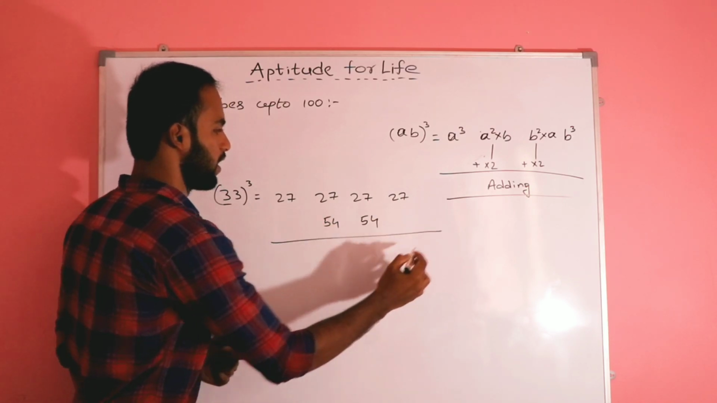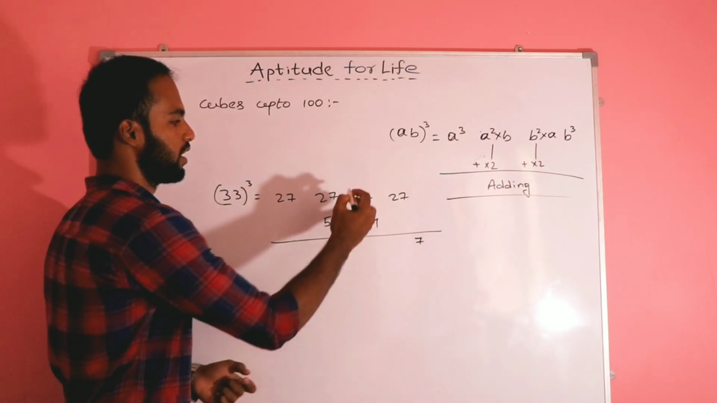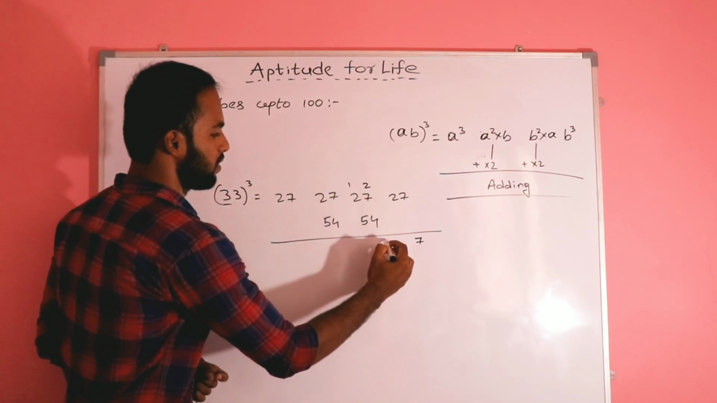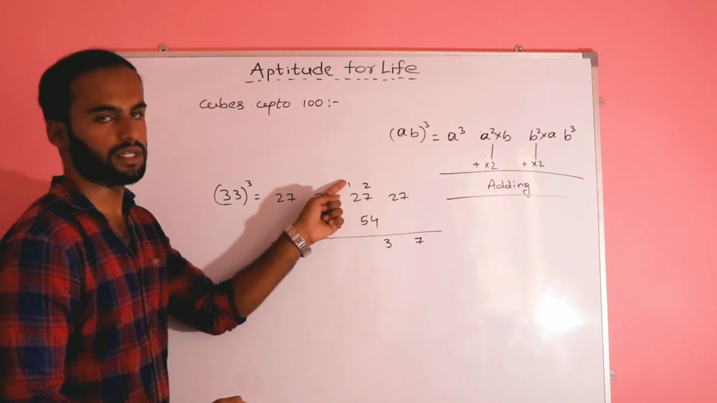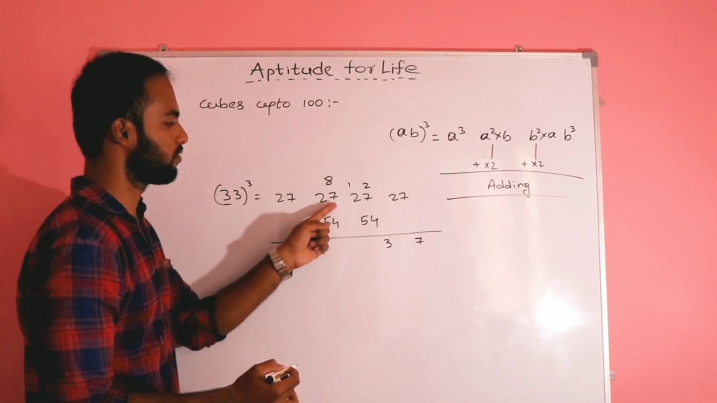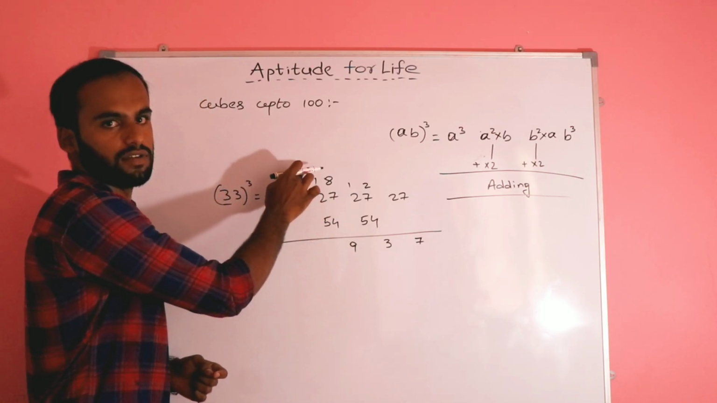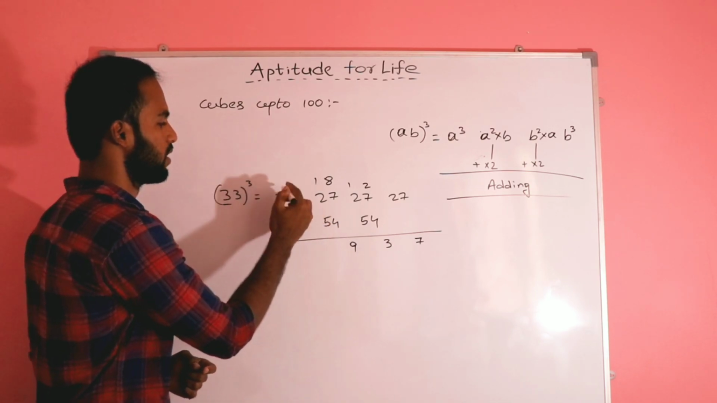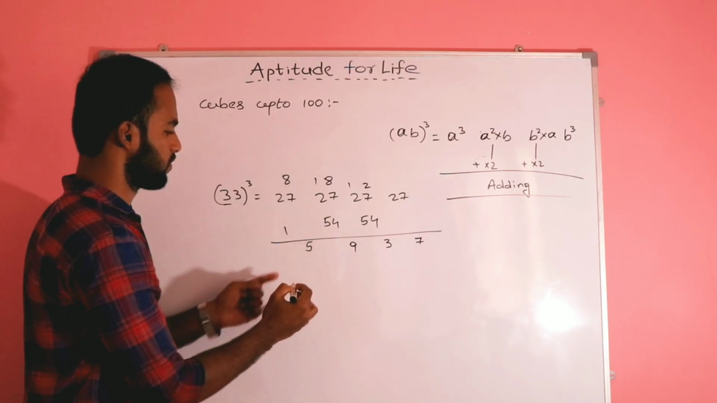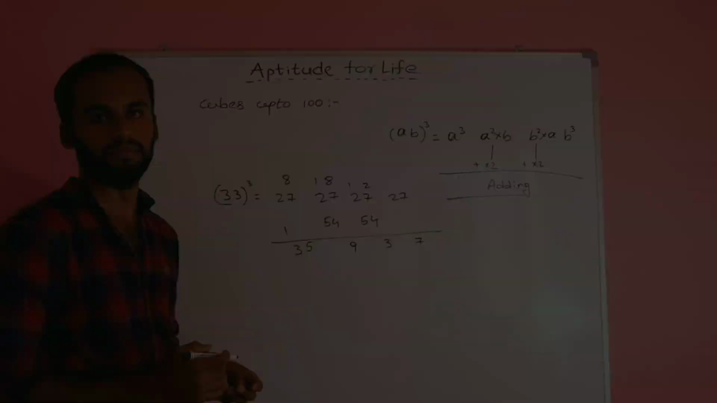Final step is adding. Write the last number as it is. Carry this 2 over here. So 7 plus 2 is 9, 9 plus 4 is 13. 5 plus 2 is 7, 7 plus 1 is 8. Carry this 8 to here. 8 plus 4 is 12, 12 plus 7 is 19. 5 plus 2 is 7, 7 plus 1 is 8. Carry this 8 to here. 8 plus 7 is 15. 2 plus 1 is 3. 35937 is the 33 cube.